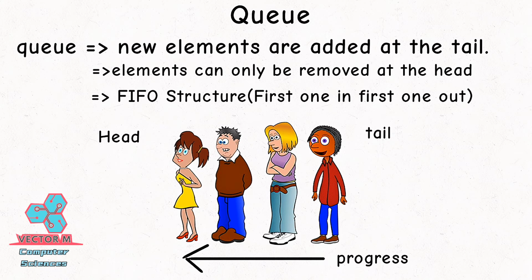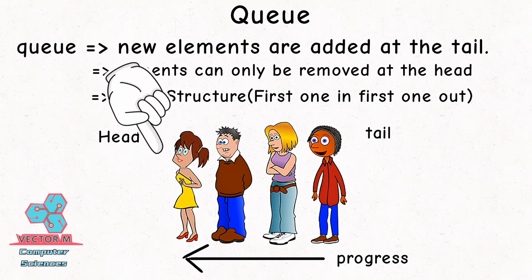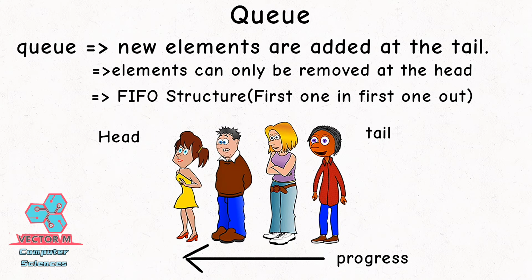Think of a list to buy tickets to a show somewhere. New customers line up at the back, and those who got their tickets leave at the head. Queues are a FIFO structure, that is first one in, first one out. Sticking to the tickets example, the first customer to arrive is the first customer to leave.